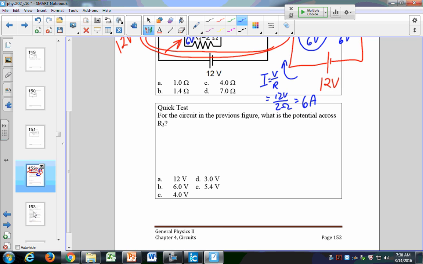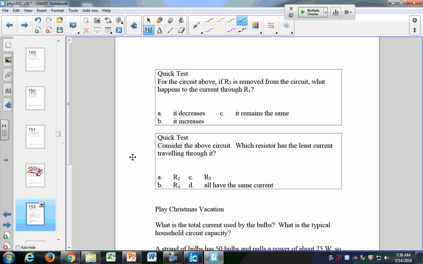Let's go to the next one. If R3 is removed, what happens to the current through R1? Go down, go up, or remain the same?